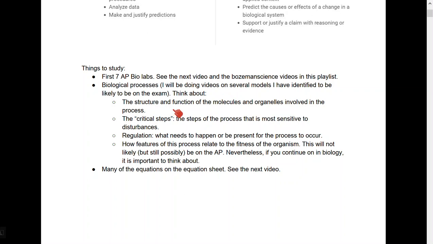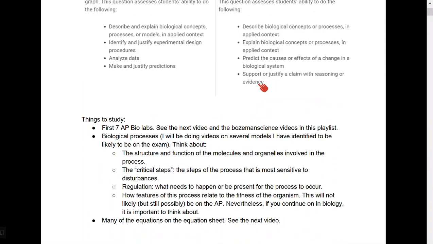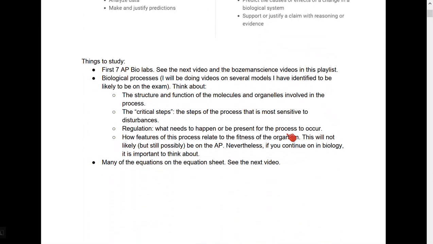Right? And so the main things we're going to want to think about are the structure and function of the molecules and organelles involved in the process. What I call the critical steps, which are the steps of the process that are most sensitive to disturbances, and what those steps are, where they take place, what they have to do with. And then regulation. What has to happen, and also what has to be present for the process to occur? How can an organism control whether or not this process occurs?